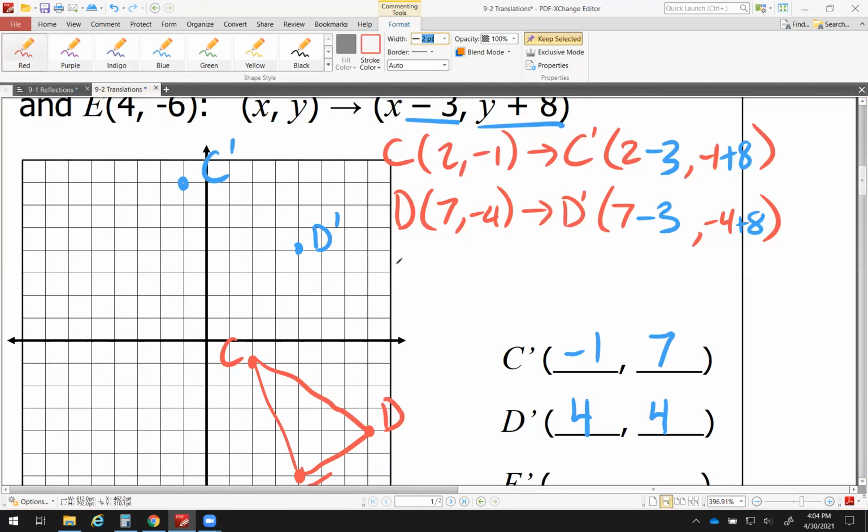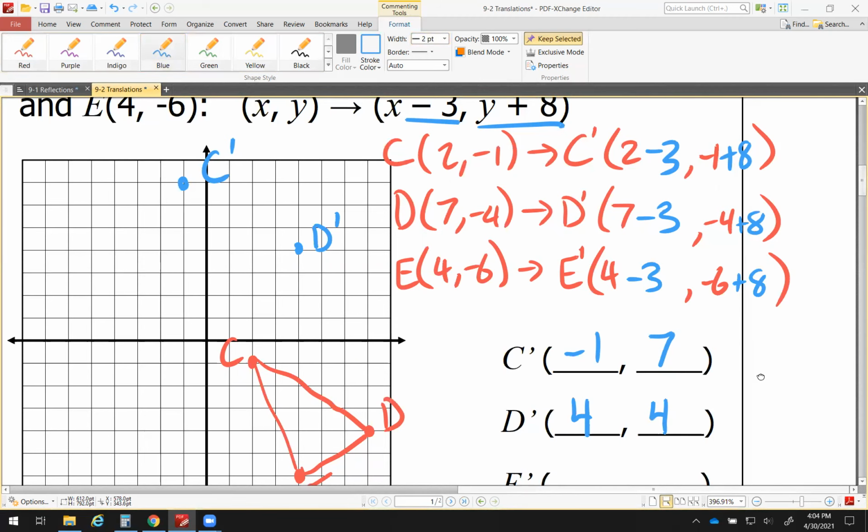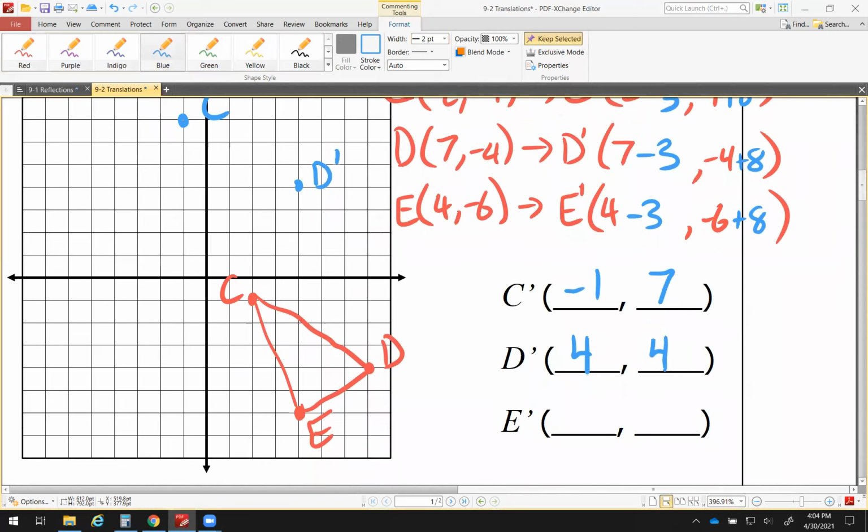And once more unto the breach, E is at the point 4, comma negative 6. So when we move that to E prime, we start at 4 and negative 6 for the X and the Y, but we apply the transformation by subtracting 3 from the X and adding 8 to the Y. That will give us coordinates 4 minus 3 equals 1, and negative 6 plus 8 equals 2. So 1, comma 2 would be E prime, and there it is.